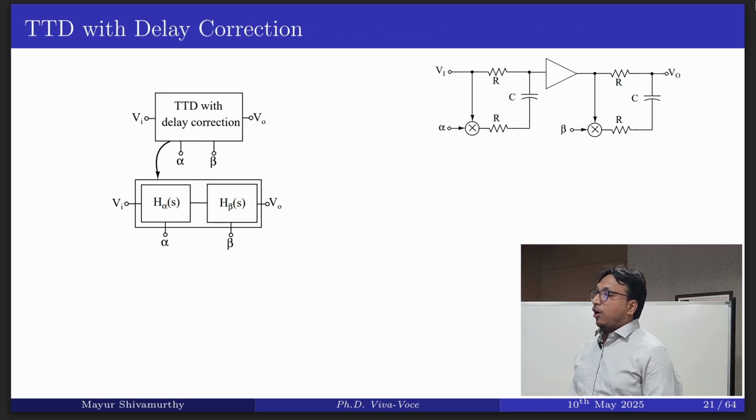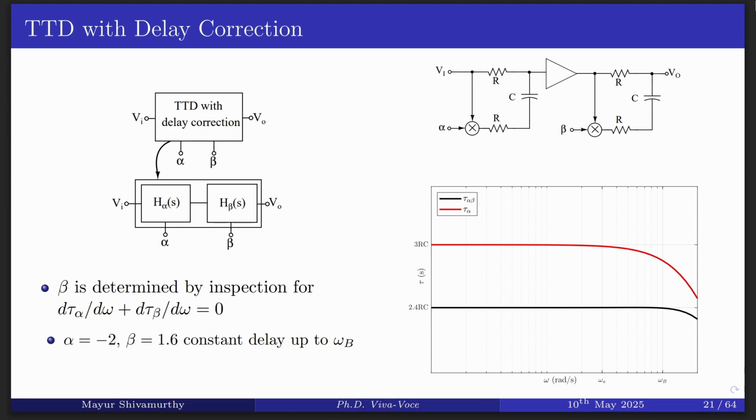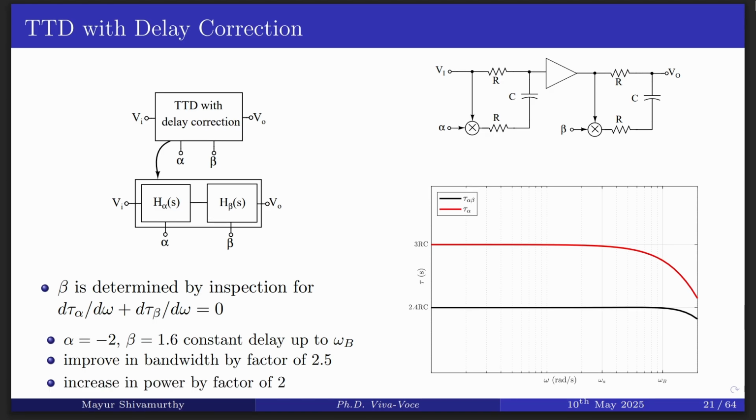Using this, we have come up with the TTD with the delay correction technique, where the low pass filter is cascaded with delay correction. The value of beta required for the delay correction is detected by inspection. The graph shows that for alpha equal to minus 2, the inspected value of beta is equal to 1.6, and it maintains a constant delay up to the frequency of omega B. One can see that with this the bandwidth up to which the delay remains constant has been improved by a factor of 2.5, but at the cost of an increase in power by a factor of 2.